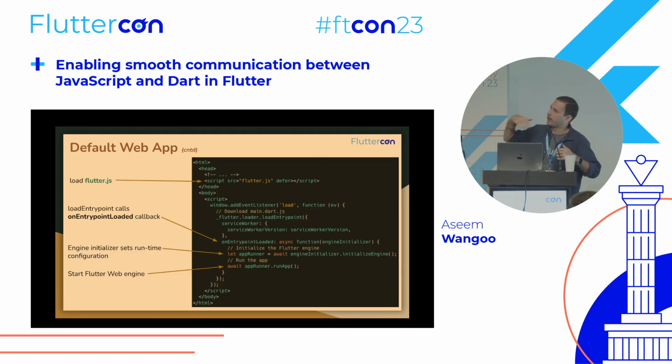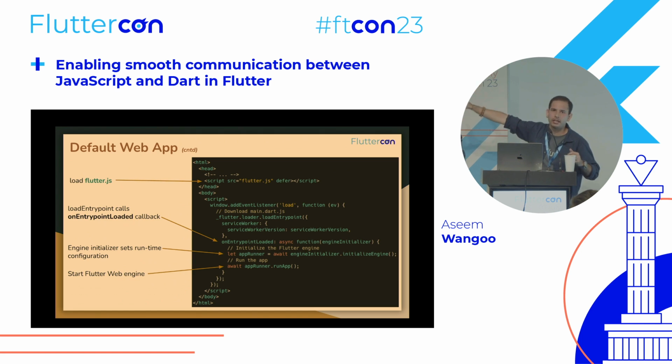This is how I was talking about. On the first arrow, you can see the Flutter.js script file. Next is the other script tag, which is the more detailed one. We call the load entry point, we get that callback, which is the onEntryPointLoaded callback. Then we set the runtime configuration using the engine initializer on the onEntryPointLoaded. And finally, we run the app using .runApp.